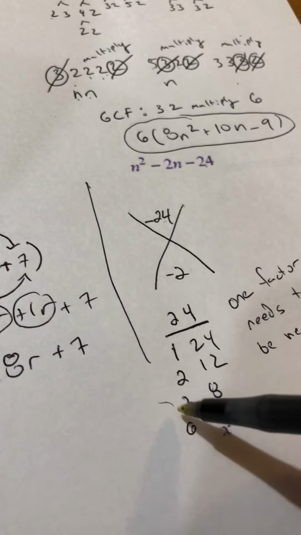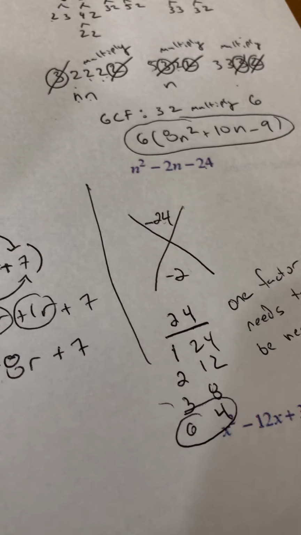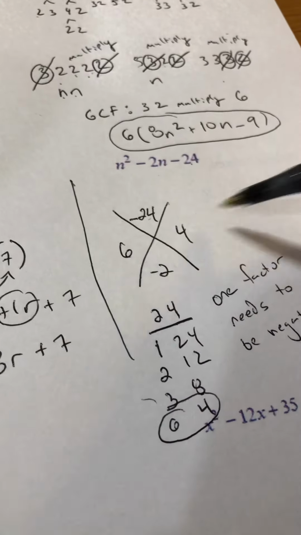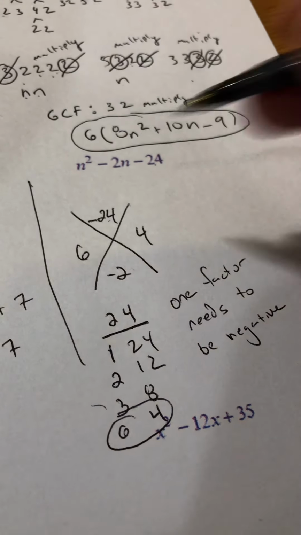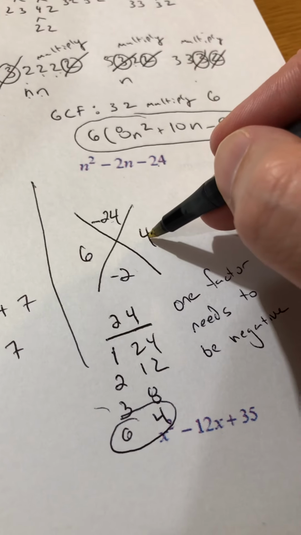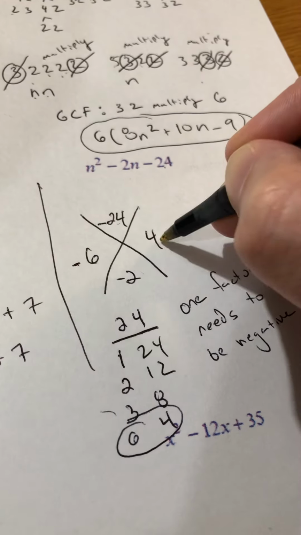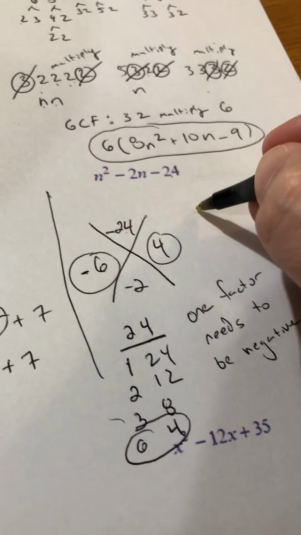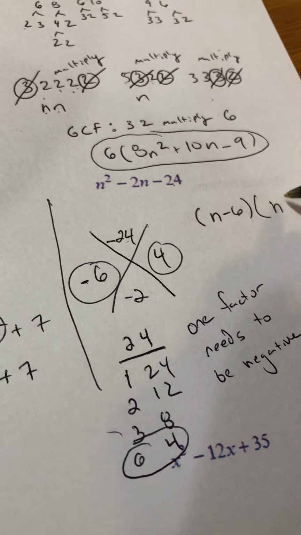If you look down here at the bottom, ask yourself, how far apart are 6 and 4? Well, they're 2 apart. That means 6 and 4 are going to be our answers. We just need to figure out which one's negative. You can do some guess and check in your calculator if you get stuck, but 6 plus -4 is +2, but -6 plus +4 is -2. So those are our two factors. Our final answer is n minus 6 in parentheses and n plus 4 in parentheses, and that's your final answer.